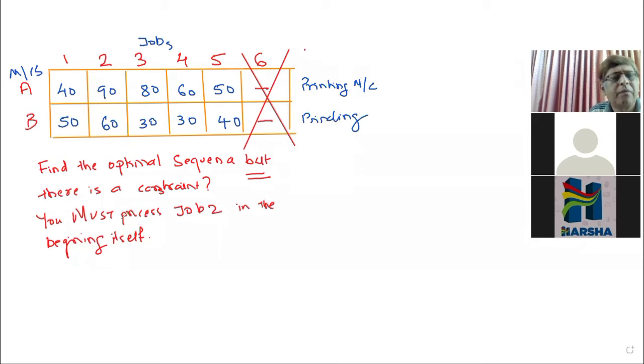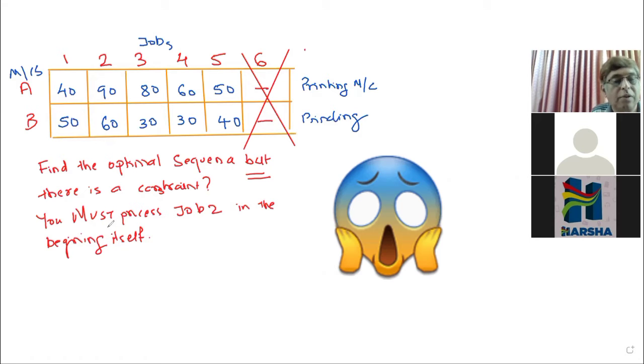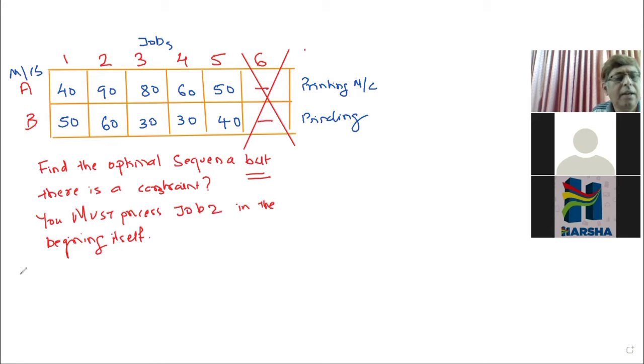Generally, we find out the best optimal sequence and solve the problem. Now here he has already told you that job 2 has to go in first. So job 2 has to be sent first, it will not come into the sequence. Now you will start getting confused: oh my god, how to solve this problem? Very easy. We'll write the solution.